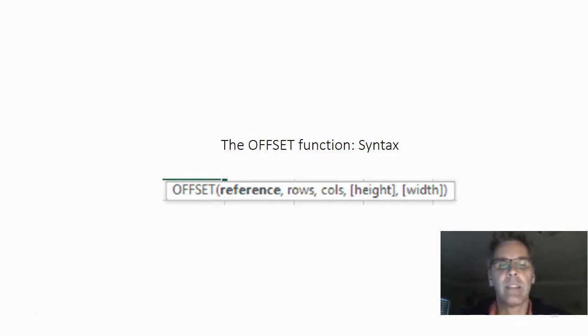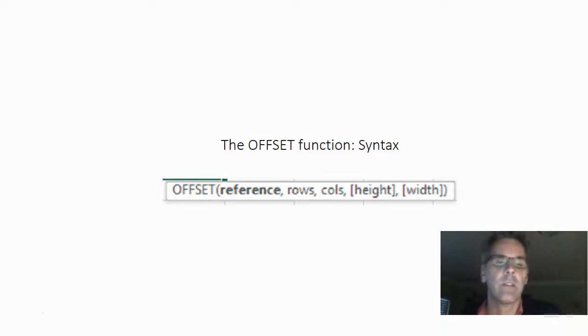So here's your basic syntax. What the offset function does in a nutshell is it takes a reference, and based on the number of rows or columns you give it in the rows and columns arguments, you're going to move that many rows or that many columns from the original reference. Now, rows and columns can be either positive numbers or negative numbers depending on your reference.